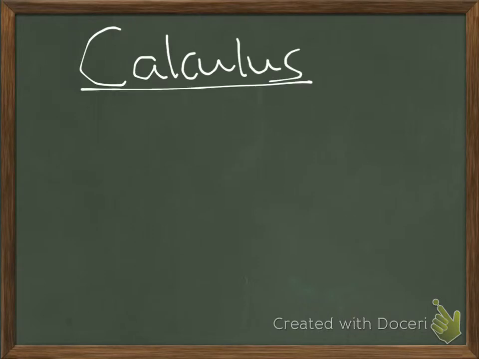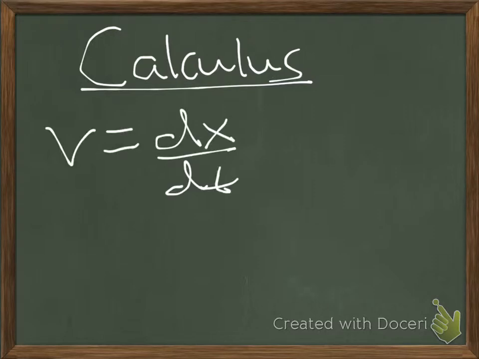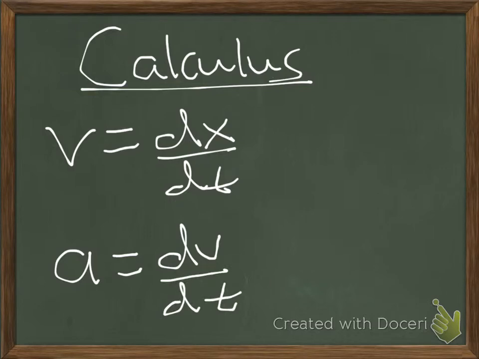And we haven't done a lot of calculus yet. We will later in the year. But so far, we have only done two equations, where velocity is just the derivative of position with respect to time, and then acceleration is just the derivative again. So it's the derivative of the derivative.